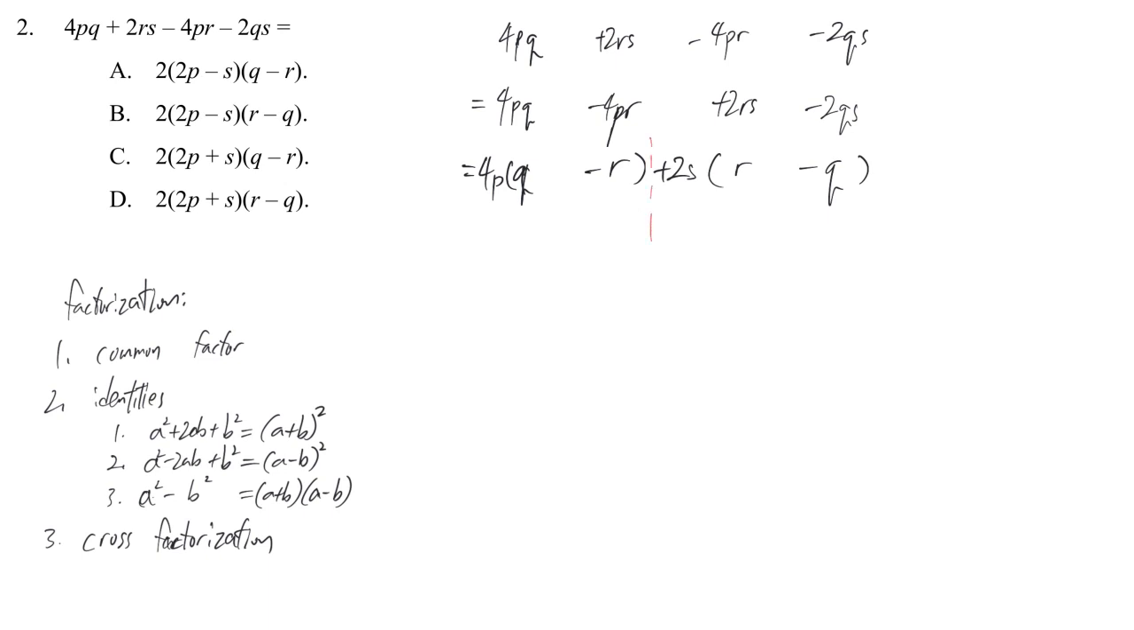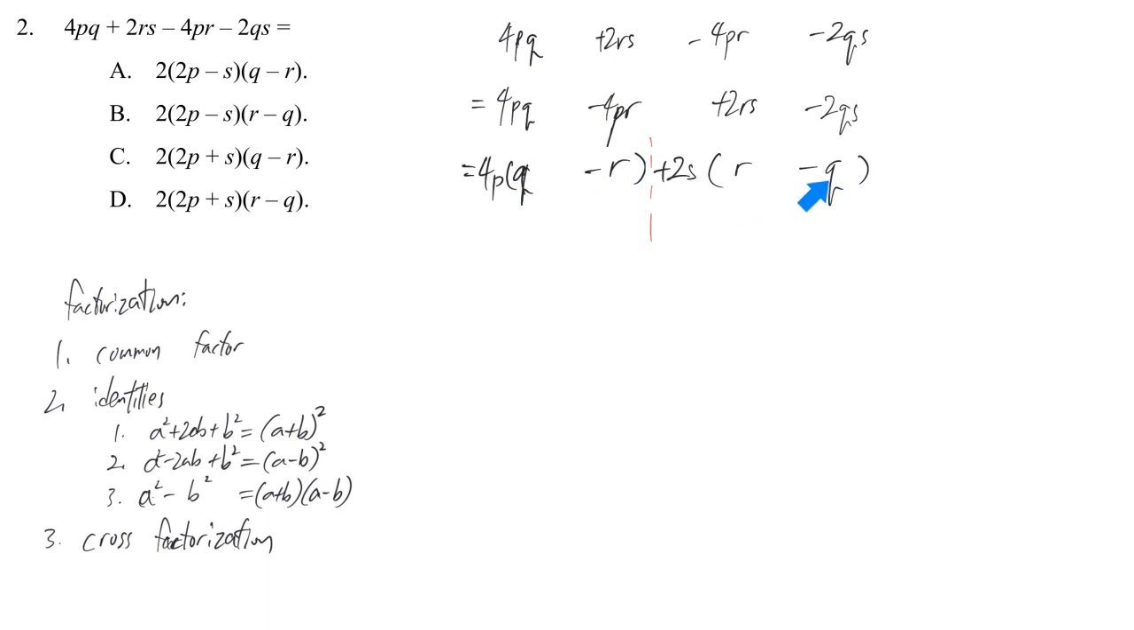Don't forget that now there are two terms. The first term we have 4P, we have Q minus R. The second term we have negative 2S, we have R minus Q. We find that the brackets are highly related, but they're not exactly the same. So we have to think about some method. How can we change them to be exactly the same?